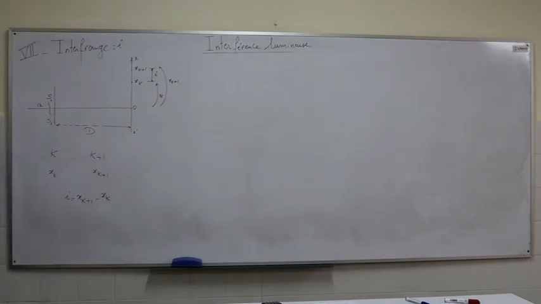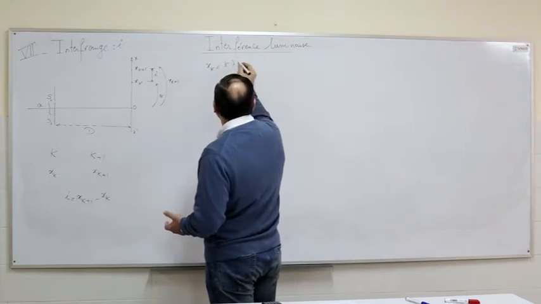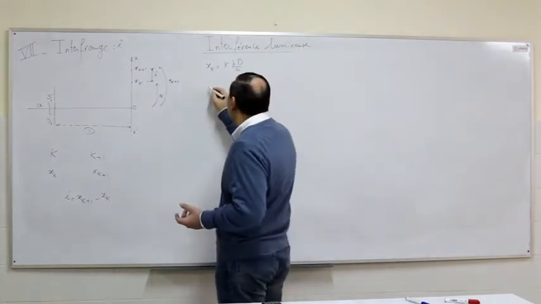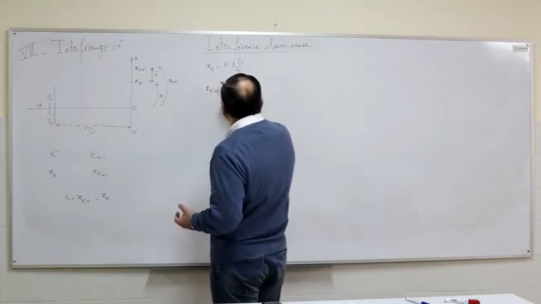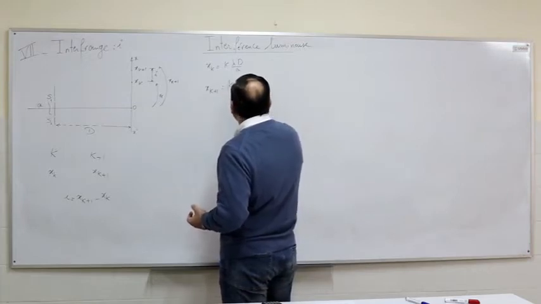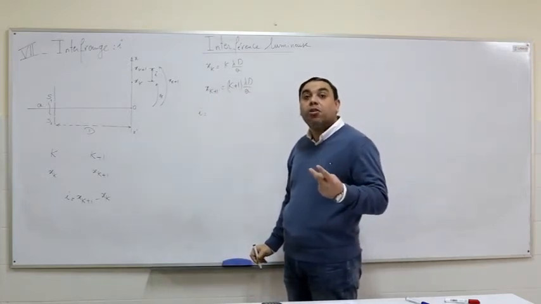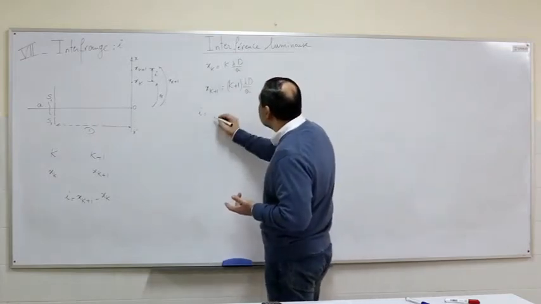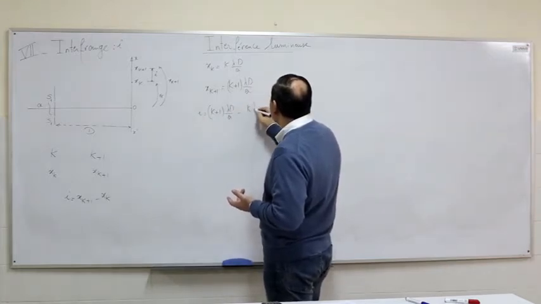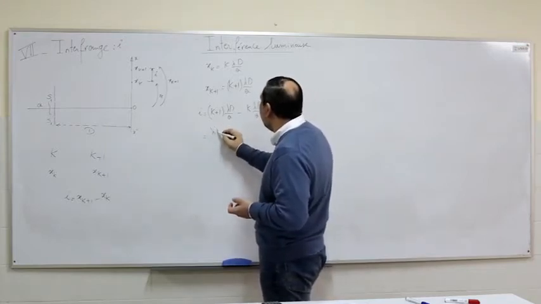We know that the abscissa of a bright fringe of order k is xk equals k lambda d over a. Then the abscissa of the bright fringe of order k plus 1 is xk plus 1, where we replace k by k plus 1, and we get k plus 1 lambda d over a. The interfringe distance, which is the distance between two successive bright or dark fringes, becomes I equals k plus 1 lambda d over a minus k lambda d over a, which is lambda d over a.